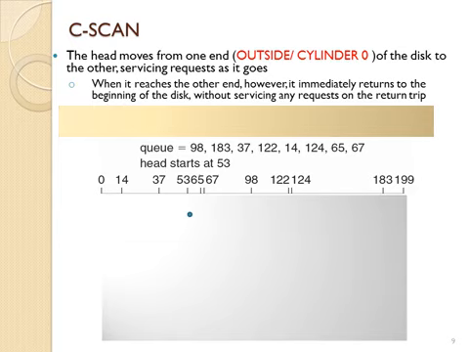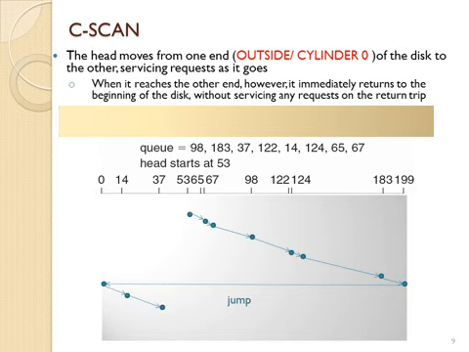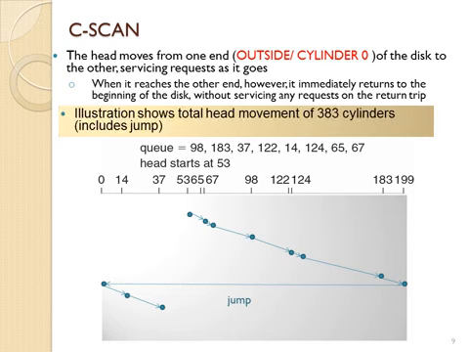Then C-scan, also called circular scan, only services in one direction. It only services from the outside to the inside, which makes sense because disks have a lot more information on the outside than they do on the inside. And then when it gets all the way to the inside, it jumps back to the outside. So in this case, it's going to service requests all the way to the inside. 199 is the inside of the disk. Then it's going to make a big jump all the way to the outside, and then service requests again on its way back in.